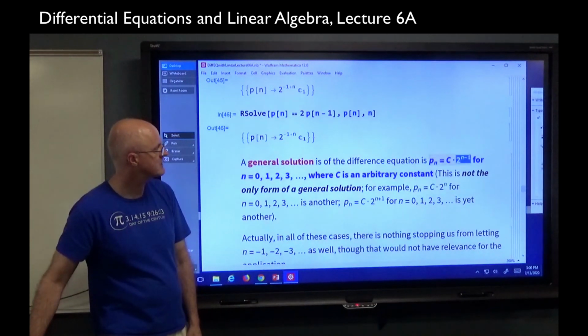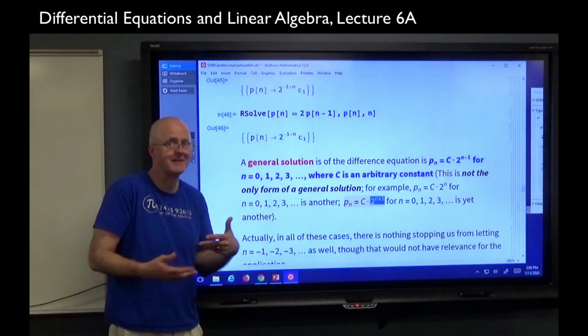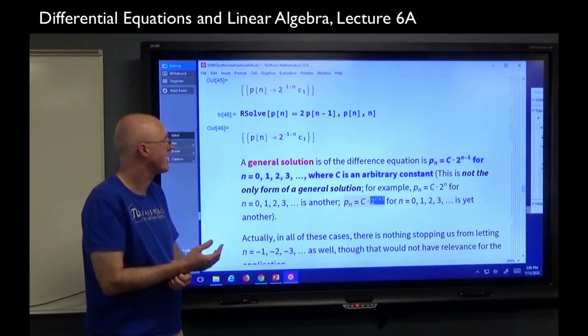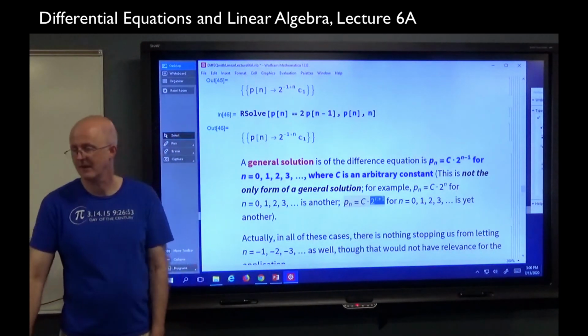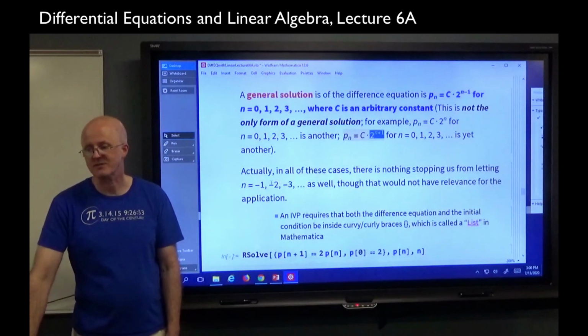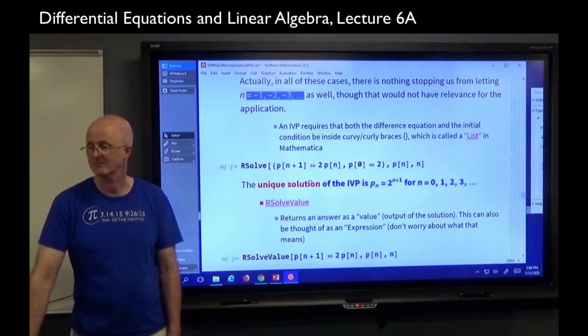Instead of 2 to the n minus 1, I got 2 to the n. Another form is I could have 2 to the n plus 1. The c's would be different, depending on the initial conditions, but they are all general solutions. You can even, and I haven't mentioned this before, define these functions for negative values of n. That could be useful as well.